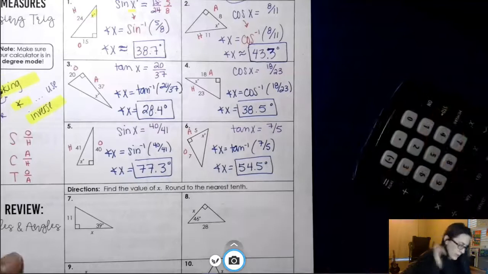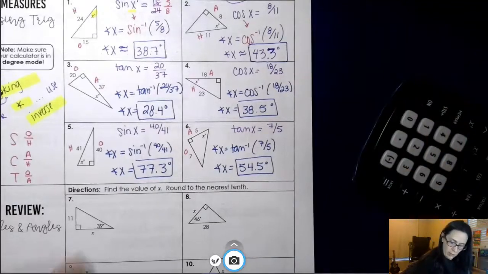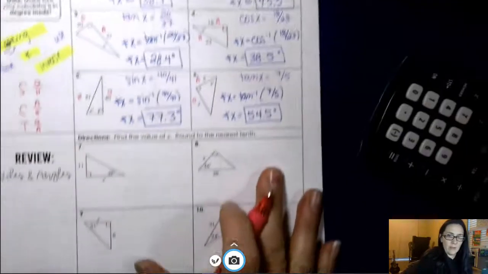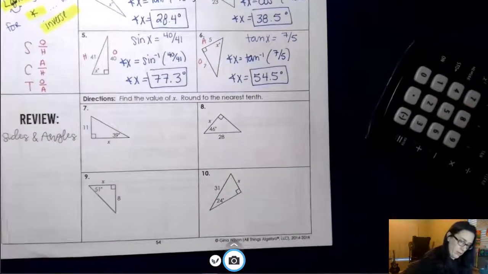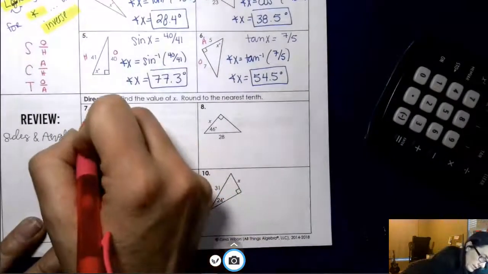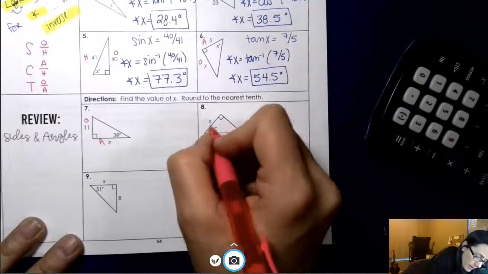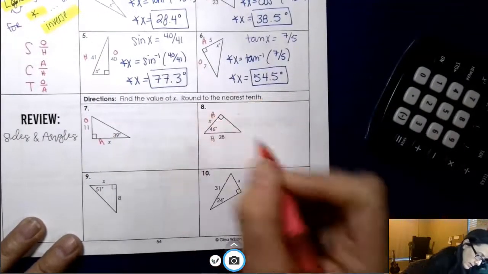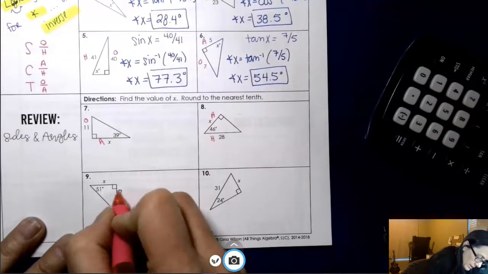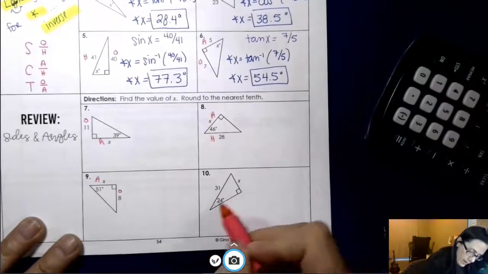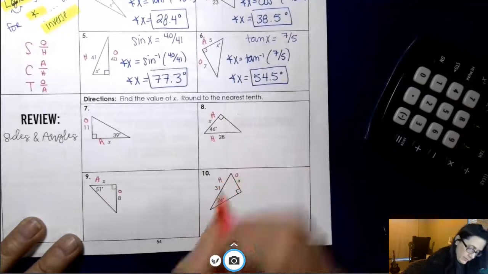This is review, so we're going to find the sides of the angles. So here, again, I'm going to walk us through the setup. You can pause and do it on your own. I have opposite, adjacent. Here I have adjacent, hypotenuse. Here I have opposite, adjacent. Here I have opposite, hypotenuse.